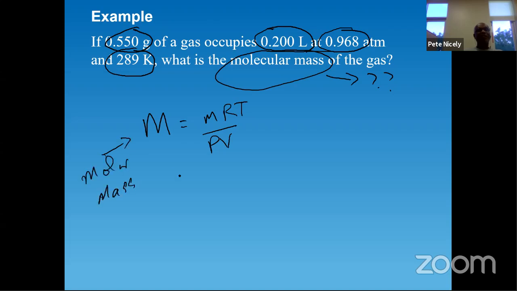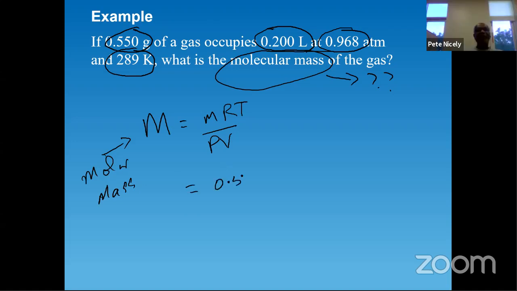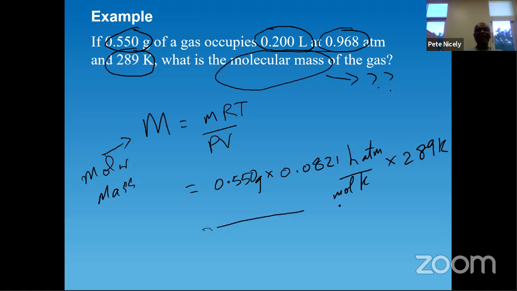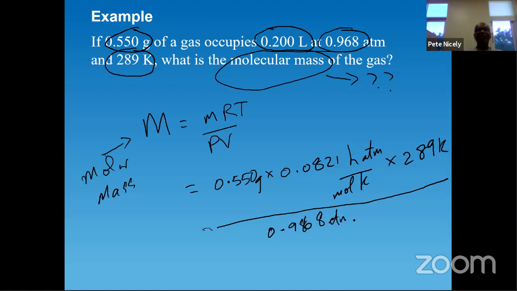So we put the numbers in. M is equal to 0.550 grams times 0.0821 liters atmospheres per mole Kelvin times the temperature. What's the temperature? 289 Kelvin, all divided by P. What is P? 0.968 atmospheres times V. What is V? 0.200 liters.